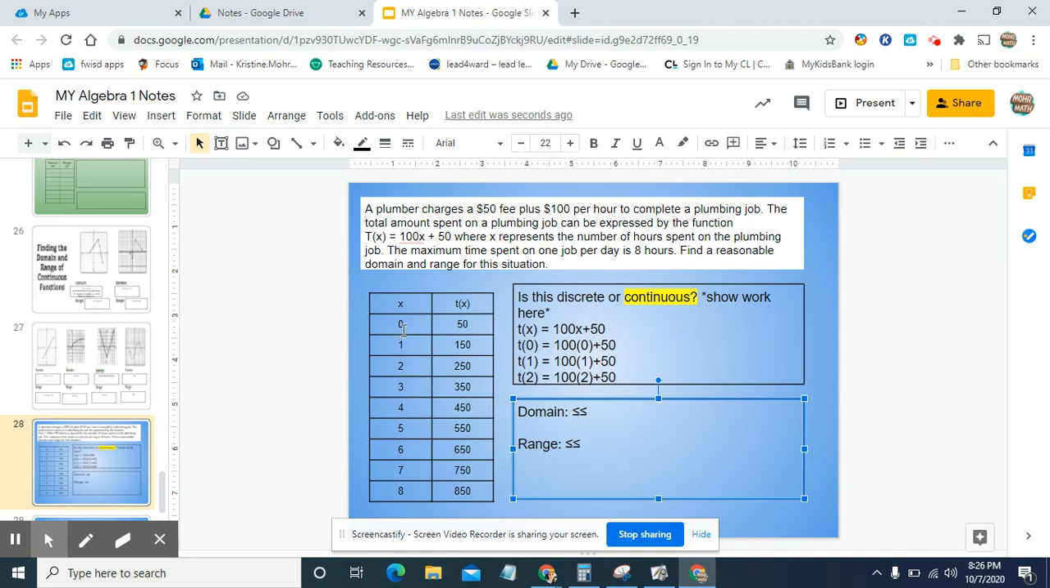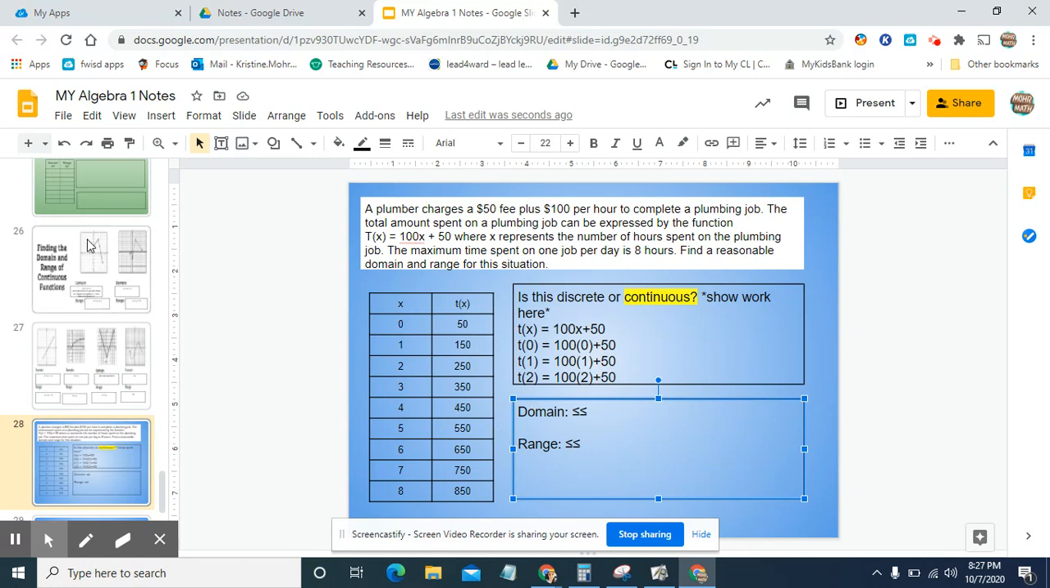It's not saying he can only work 0 hours or 1 hour or only 2 hours or only 3 hours. He could work 2.25 hours. He could work 2.9 hours. Any of these increments in between, he could work. We just simply did the table to help us fill out our domain and range.